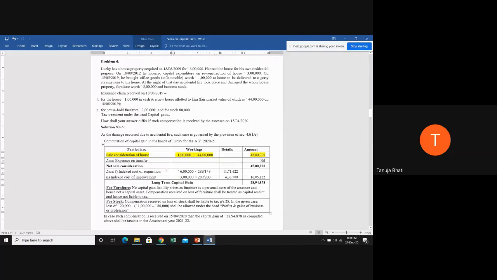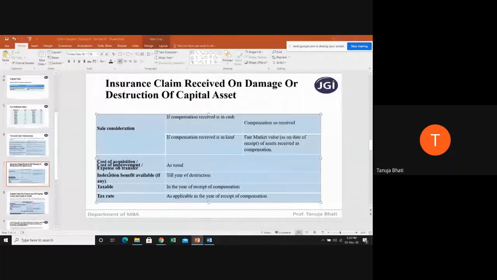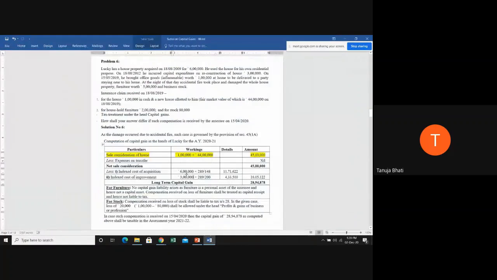So what is the indexed cost of acquisition? How do you calculate indexed cost of acquisition? You take the cost of acquisition into CII of the year of destruction divided by CII of the year of acquisition. Okay, here, we have seen that the indexation benefit is available only till the year of destruction. So let us see, 6 lakh rupees we have taken because Lucky had acquired the house property in 2009 for 6 lakh.